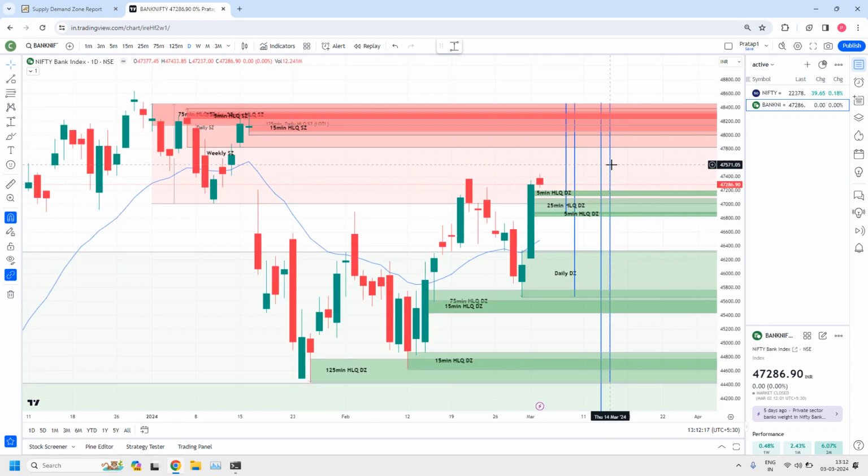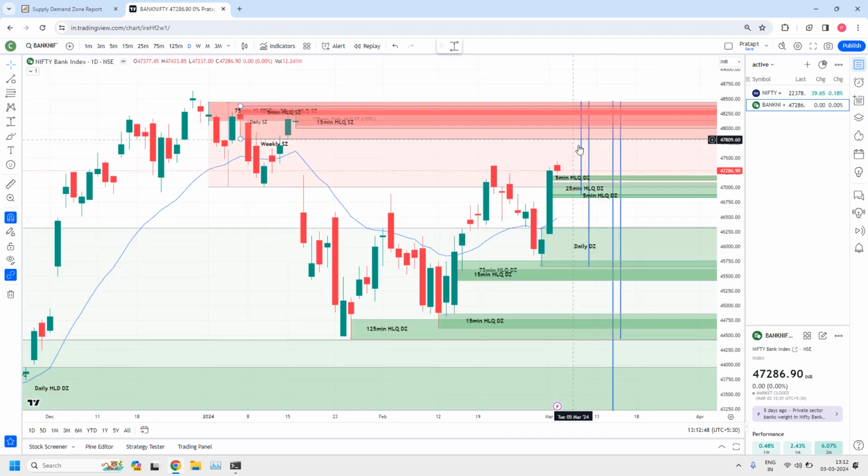So probably on Monday, this is the initial one. This 5 minutes, the second 5 minutes within the 25-minute zone, the 5 minutes high liquidity, from there to this supply zone, Monday the Bank Nifty movement will be there. In case the supply is very strong and pushing the prices, this is the next support. We have a 75 minutes high liquidity zone. Inside we have a 15 minutes high liquidity zone, this area.